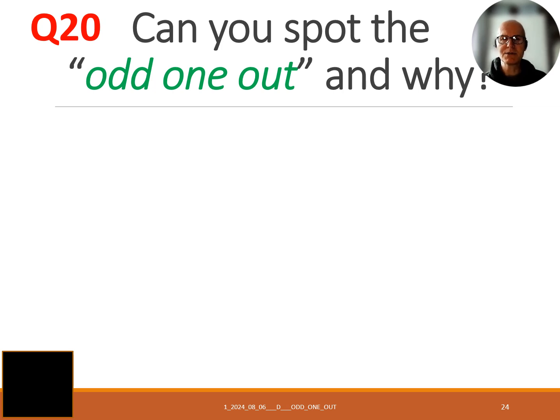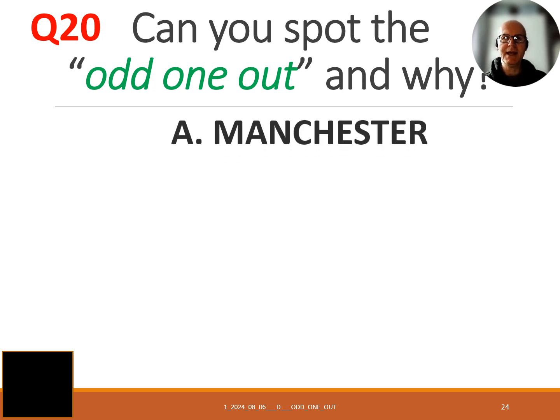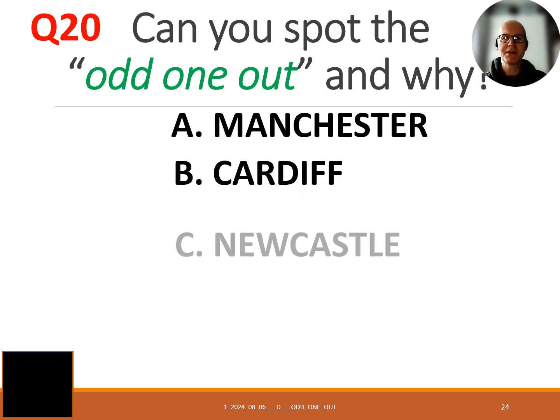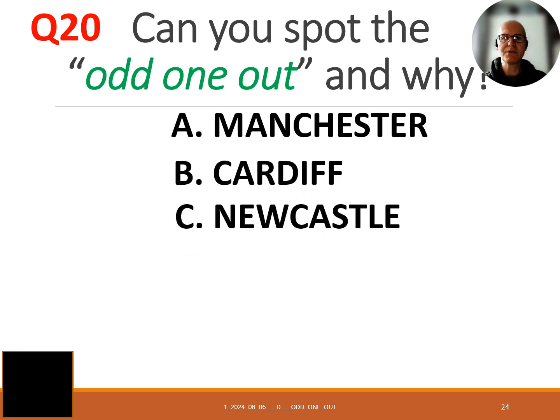Question 20, the last question. A. Manchester. B. Cardiff. C. Newcastle. And D. York. What's the odd one out from these four major cities and why?